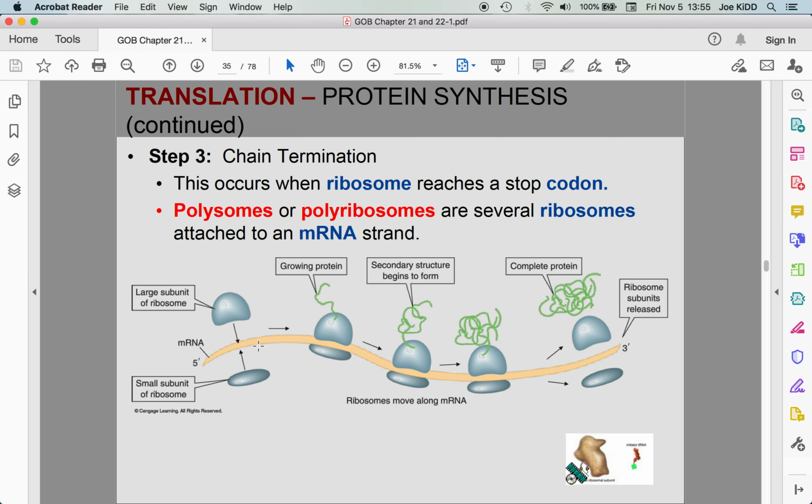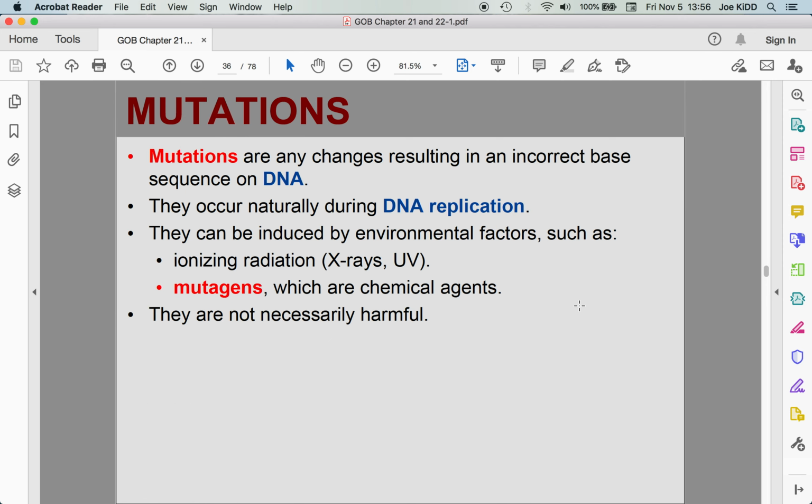So this is a little more abstract, but here we can see our small subunit and our large subunit pinching together to read as it goes along the mRNA from the 5 to the 3. And as it goes along, the first primary structure of the protein begins to form. As it gets long enough, secondary structure will actually start to be done as well, even while it's still growing. At some point, there will be a termination, and it will release the completed protein.